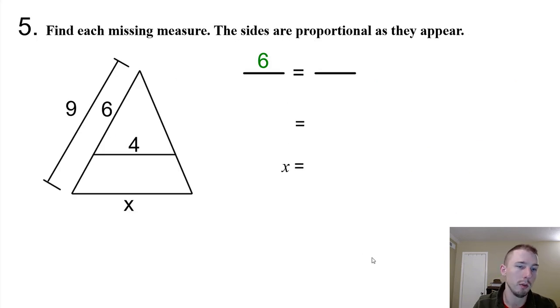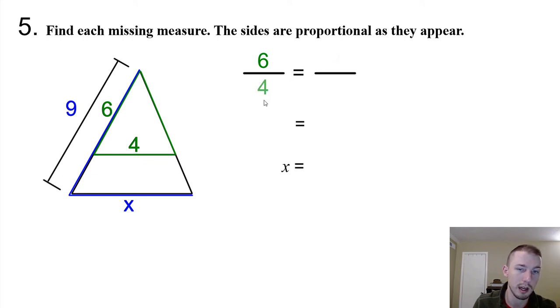On number 5, we have 2 similar triangles. They're saying that they are proportional as they appear, so you don't have to prove they're similar. We just have to set up a proportion and solve for the missing one. So we have 2 different triangles. We have a small green one, and we're going to have the big blue one. Now they're not giving us the extension, so we don't have to add those together. It's already the full length side of 9. That's why we have this measurement line here.